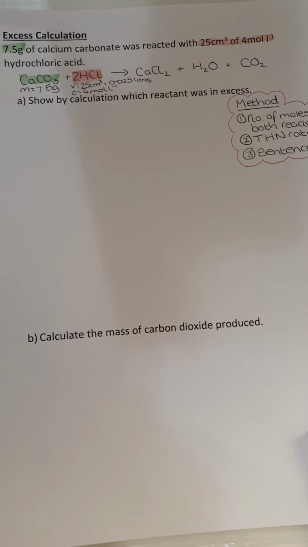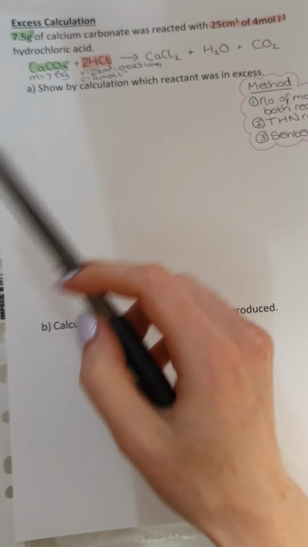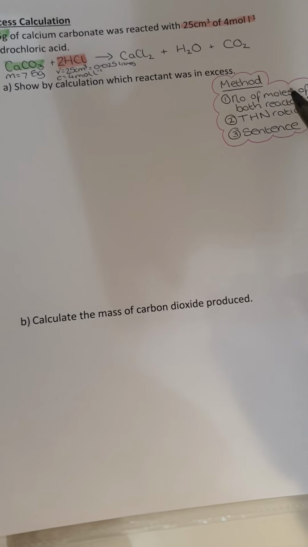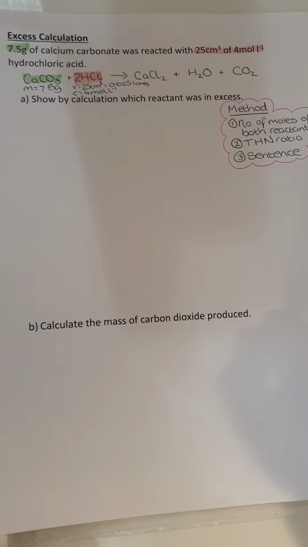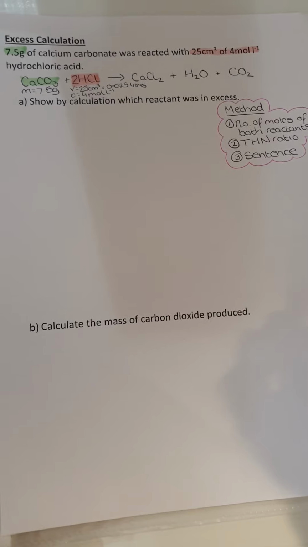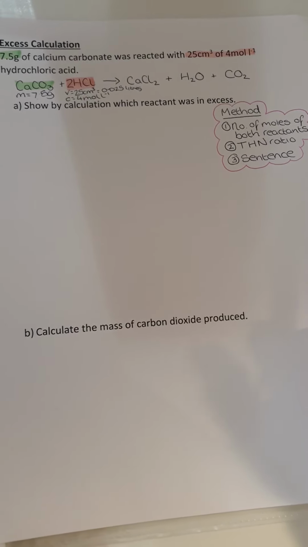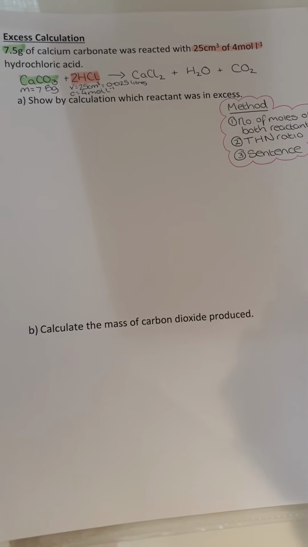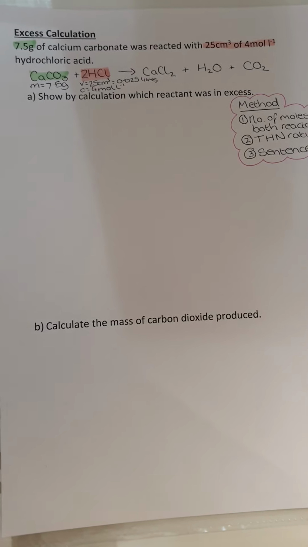So it's asking me to show by calculation which reactant was in excess, so out of these two, because they are reactants. There is a method to this. First of all, we would calculate the number of moles of both reactants. We then perform a THN ratio, which I'll explain once we're there, and then at the end you must write a sentence. So the first part then, number of moles of both reactants, you will need to refer to your triangles and decide which one to use for each question.